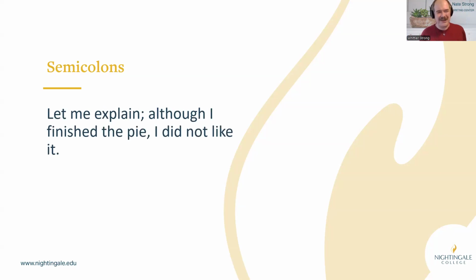So what are the motivations here? We'll see in a second. Here, we have a more complicated sentence that's using the same principles. Let me explain. Complete sentence. Although I finished the pie, I did not like it. So here in the second part, we actually have a dependent clause, although I finished the pie, and an independent clause, I did not like it. That's why I've been saying it's to merge two independent clauses or two complete sentences.